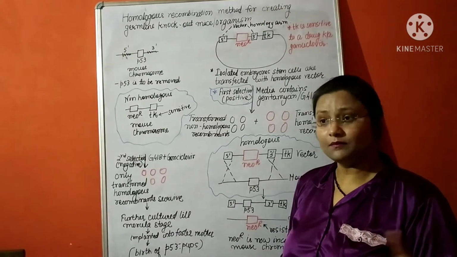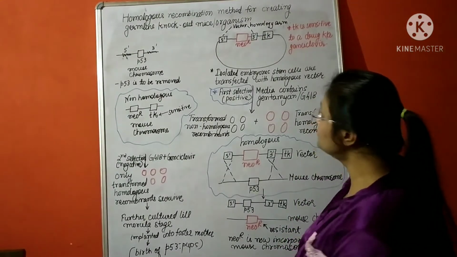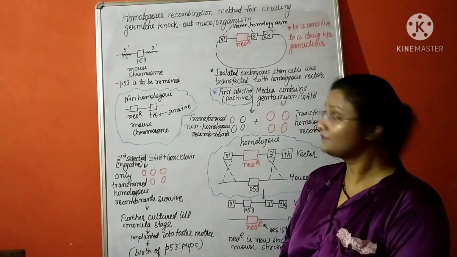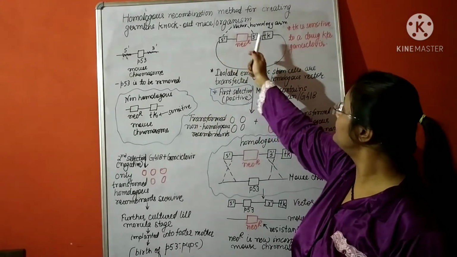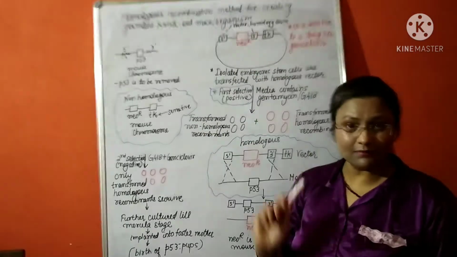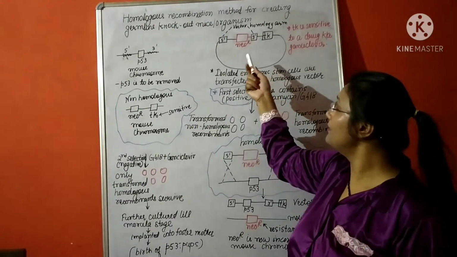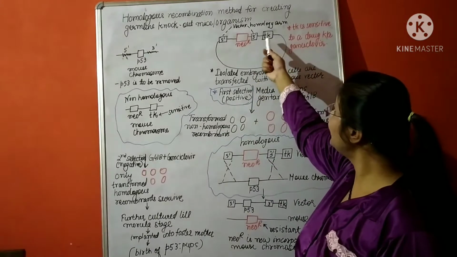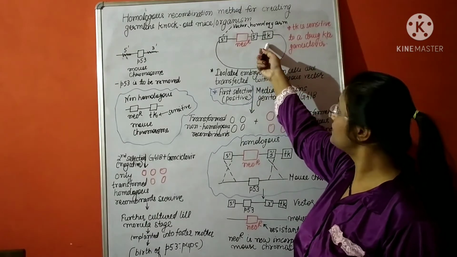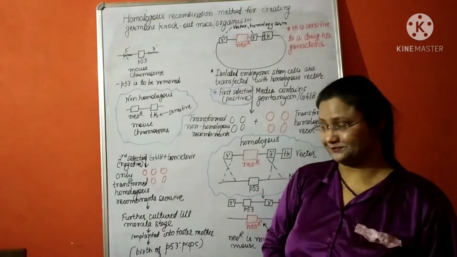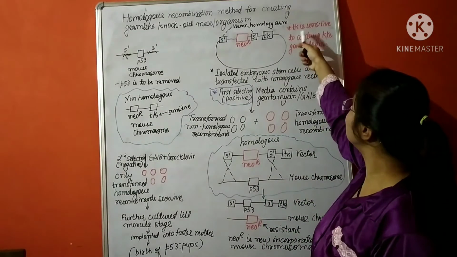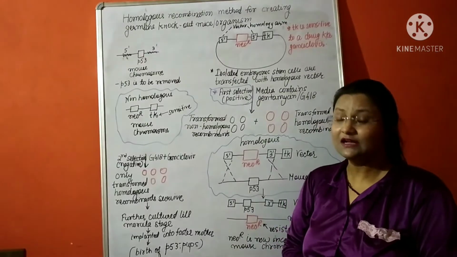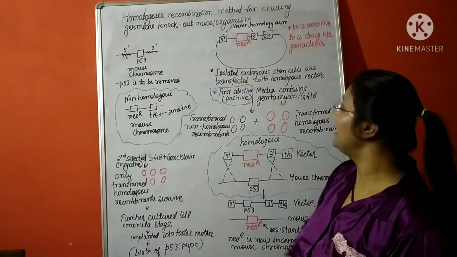for our research purpose. In order to do that, first of all, we synthesize a vector. We incorporate 5' and 3' homology arms, and inside the homology arms we incorporate a neomycin resistant gene, and outside the homology arms we incorporate the thymidine kinase gene. Thymidine kinase is sensitive to a drug known as ganciclovir. So this gene basically helps in the selection.